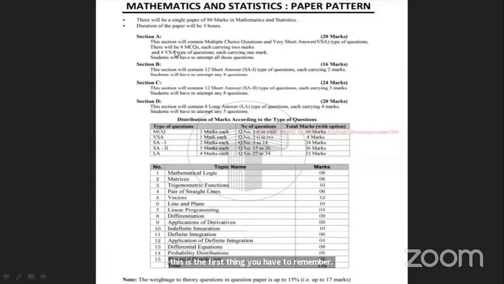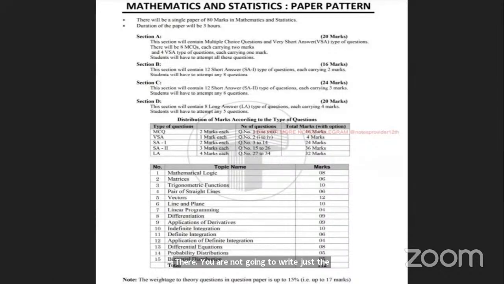Now, after that, there will be 4 questions of 1 mark each. In this way, your section A will be of 20 marks. For those 1 mark questions, you have to show steps. You are not going to write just the answer. You are going to write 1 or 2 steps there. That is very, very important.